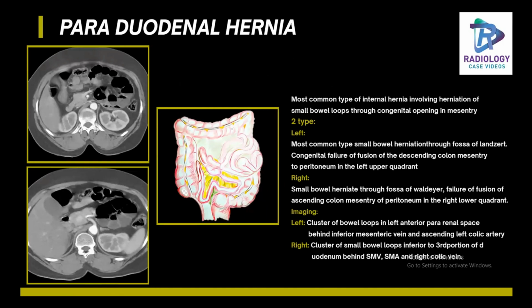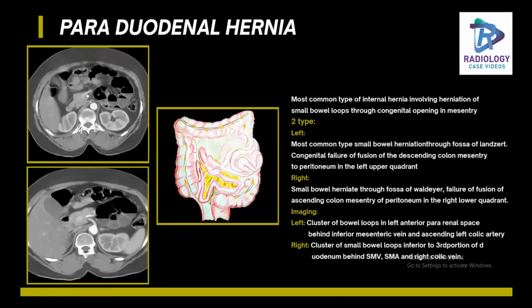Paraduodenal hernias, although uncommon, have classically been the most common type of internal hernias. However, the incidence of post-op internal hernias has been increasing recently. So they may present with closed loop small bowel obstruction.